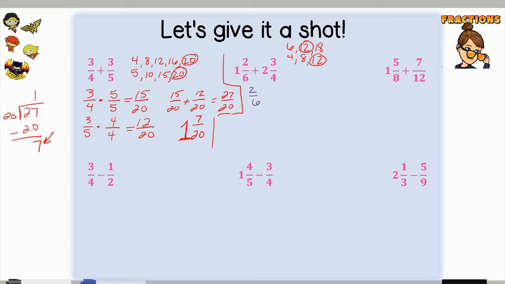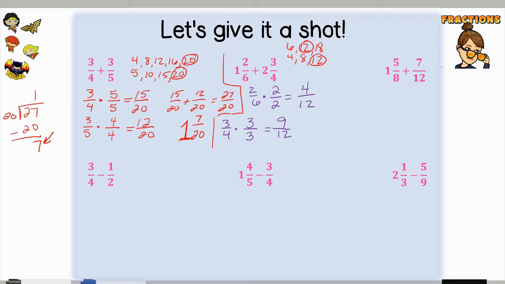So 2/6 has to be multiplied by something to make it into twelfths. And then 3/4 has to be multiplied by something to turn it into twelfths. That something for 6 is 2, so what I do to the bottom I have to do to the top, and I get 4. And that something on the bottom, or here for 4, is multiplying by 3. What I do to the bottom I have to do to the top, and I get 9.